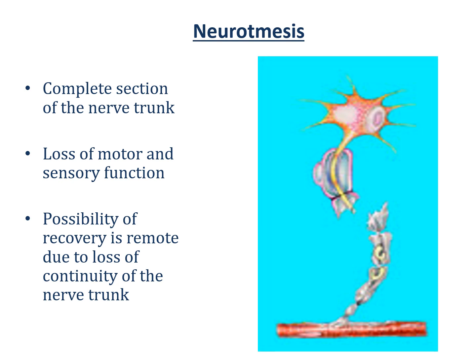Now let's see neurotmesis. Complete section of the nerve trunk. There's a complete section. There is no connection between the two portions. Loss of motor or sensory function. Whichever nerve it may be, if it is a sensory nerve, there is no communication between the distal portion and the proximal portion. And again, if it is a motor nerve, the same situation happens there also. The possibility of recovery is remote due to loss of continuity of the nerve trunk.